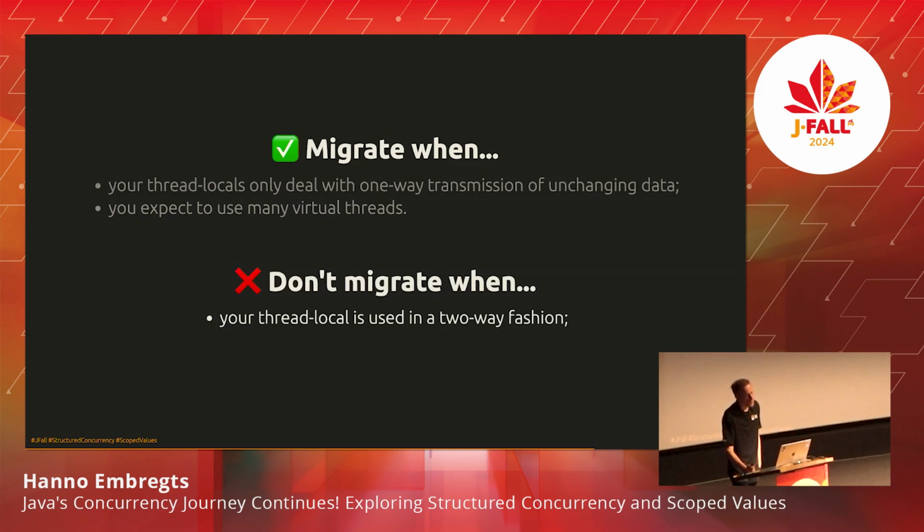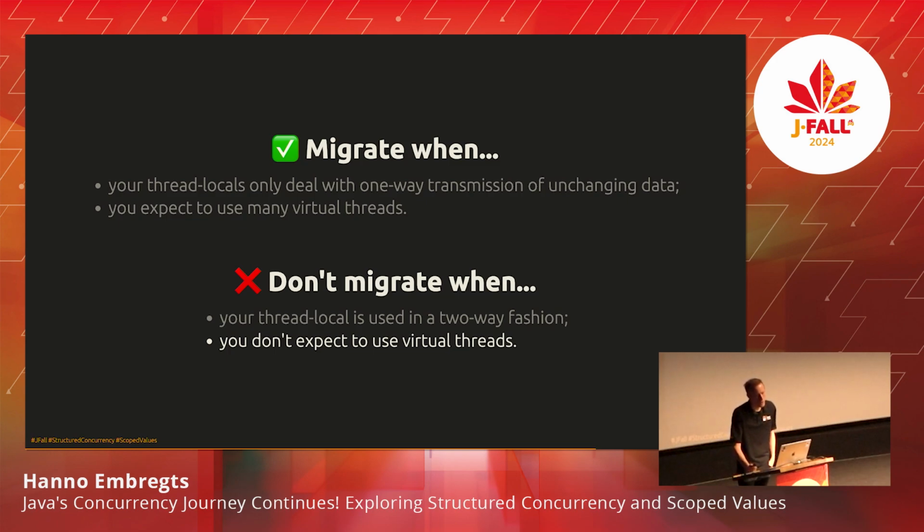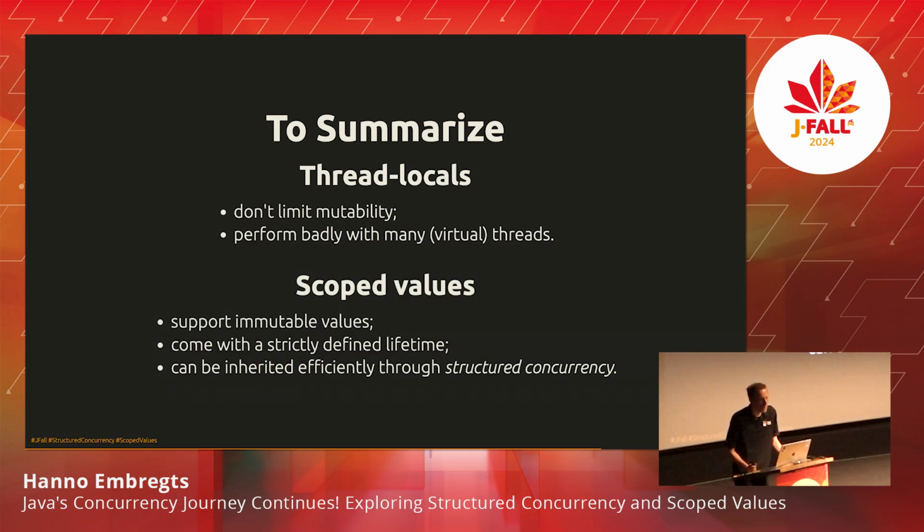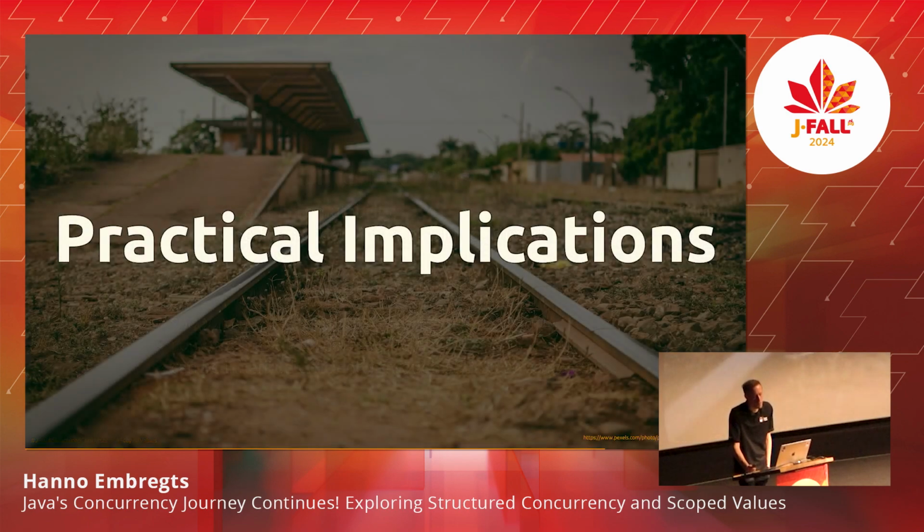I don't think you should migrate when your thread local is used in a two-way fashion. It is being set. Well, scoped values don't support that, so it's not feasible to migrate. And also, you might want to hold off on migrating when you don't expect to use virtual threads at all, because the risks are diminished when you don't use that many threads. So, of course, you can make up your own mind, but here are my thoughts. Summarizing, thread locals, they didn't limit mutability, and they perform badly with many threads, and scoped values support immutable values, are strictly defined when it comes to lifetime, and they can be inherited efficiently.